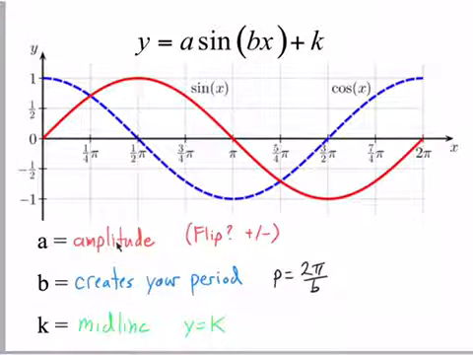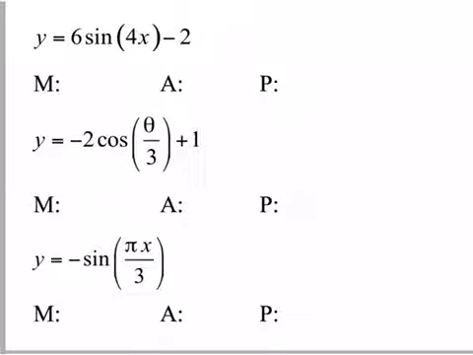So A for amplitude, awesome. Don't forget it could flip. B gives you your period, needing this little formula. And K is your midline, or the middle of your graph, shifted like always. So if I want to find my midline, amplitude, and period, your midline is always your K. So boom, there it is.